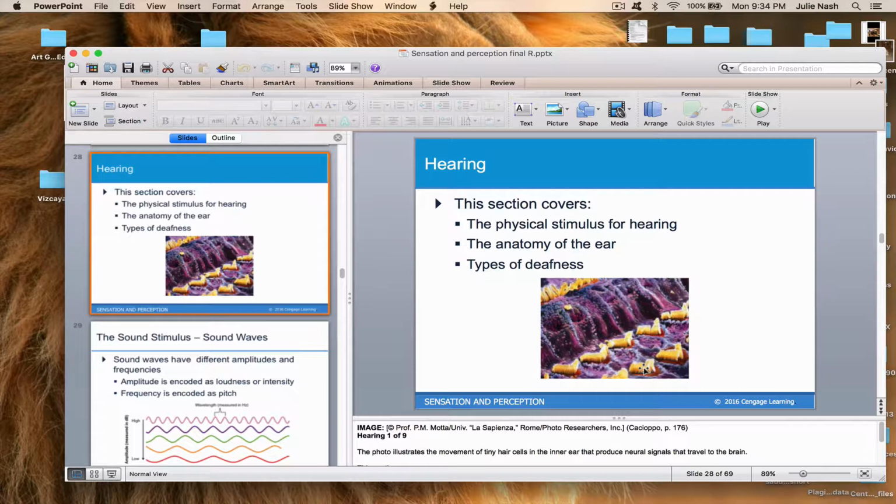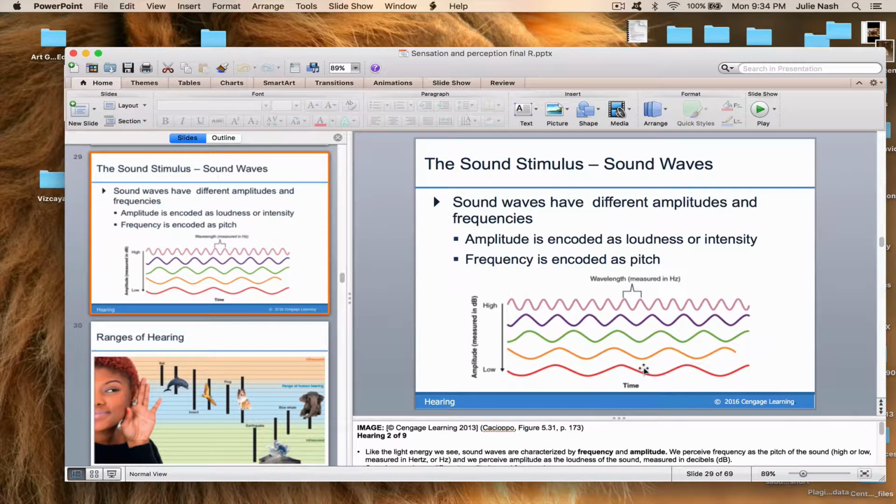Okay, so let's go on to hearing. Once again, I'm not going to test you on amplitude and frequency. I think of amplitude, you can remember that it goes with loudness, because think of an amplifier. When you turn it up, it's louder. So that's how I remember the difference between the two.